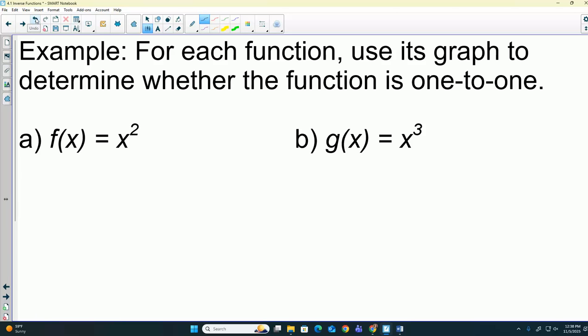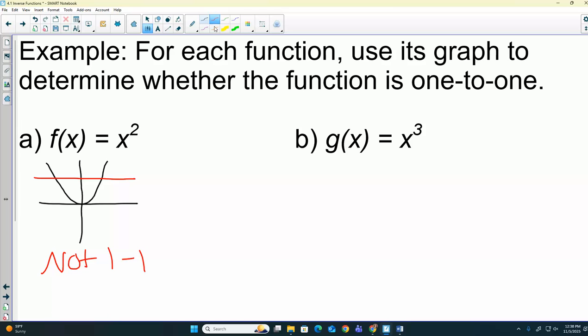If it's one whose graph I know, so I can't just use my calculator, then we can use the horizontal line test. What does x squared look like? A parabola. Does that pass the horizontal line test? No, you can draw lots of horizontal lines that hit it more than once. So that one is not one-to-one.